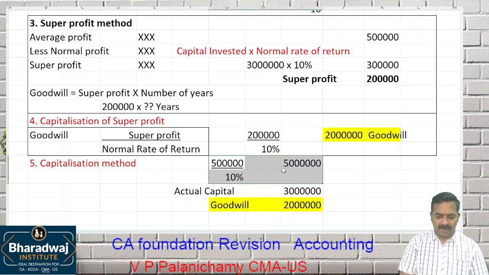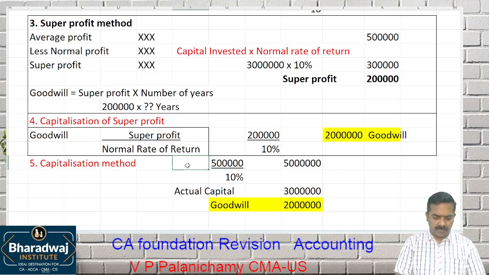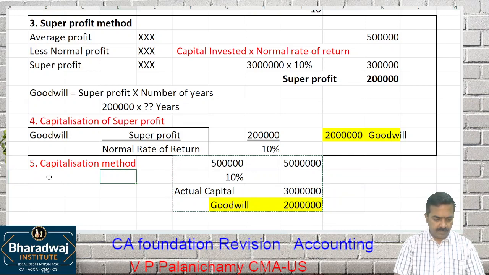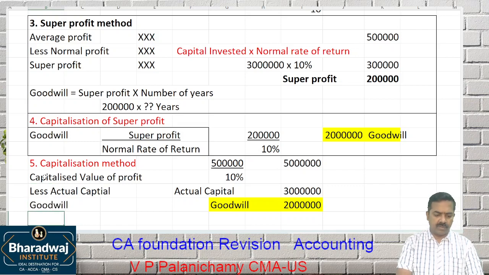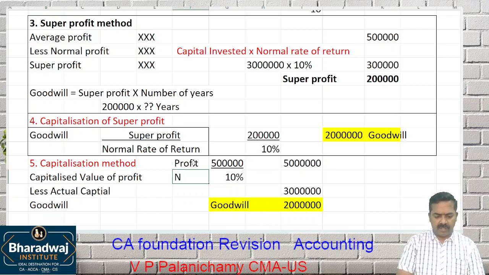Now let us develop a formula. This is capitalization method. This is called as capitalized value of profit. Capitalized value of profit less actual capital will give us which one? Goodwill. So how to find out capitalized value of profit? Simple. Average profit divided by normal rate of return.